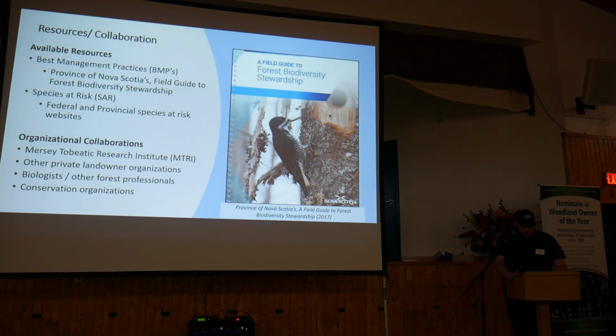We'll also draw on any resources we can find. So once a specific species or feature is identified, we use the best management practices, or BMPs, for the situation. The BMPs in the province's Field Guide to Forest Biodiversity Stewardship is mainly what we use at the co-op. And if there's species at risk, there's a lot of great federal resources out there too, federal and provincial websites and online information on that, and it's also listed in the BMPs.